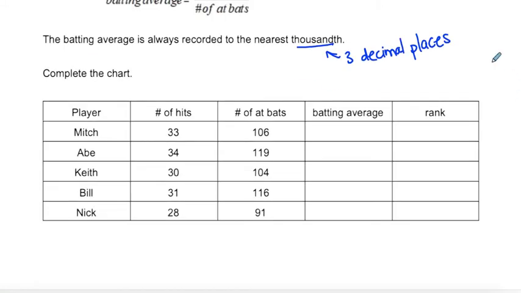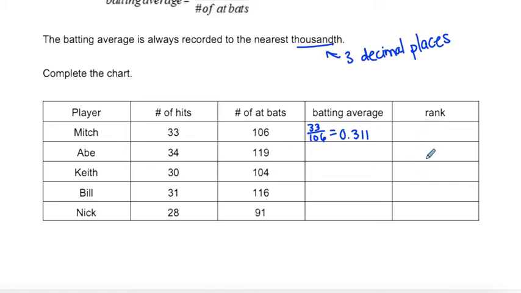So let's go ahead and complete this chart. So in order to find the batting average, I need to come up with a fraction that represents the information for Mitch. So Mitch, he managed to hit the ball 33 times out of 106 times at bat. So I'm going to calculate this or convert this into a decimal number. And so 33 divided by 106 is 0.311.